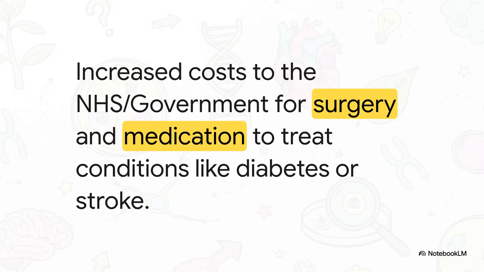And here's how you get both marks. The first mark is for saying it costs the NHS or the government more money. Simple. The second, more important explain mark comes from saying why, because of things like extra medication, more surgeries, or having to treat related conditions like diabetes and strokes.